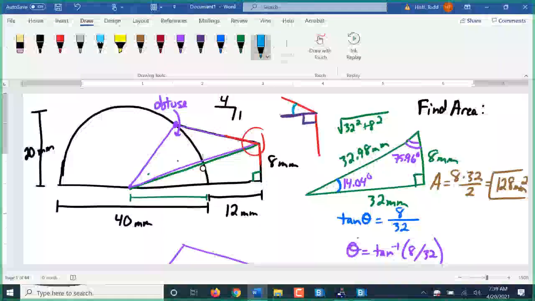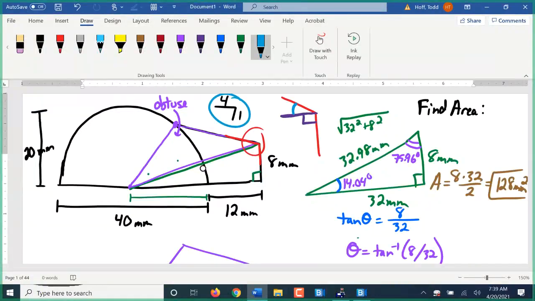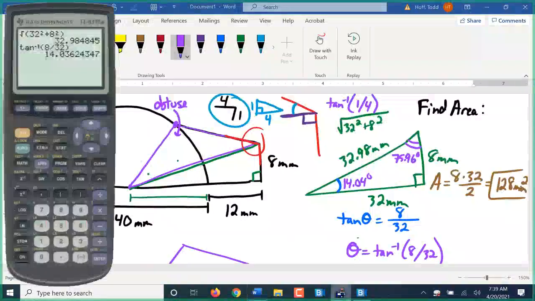This angle right here comes from our 1:4 aspect ratio. Think of it as being a triangle like this with a vertical aspect of 1 and a horizontal aspect of 4, or dimension of 4. So how do I find that angle? Inverse tangent of 1/4. Which comes out to be 14.04 again.